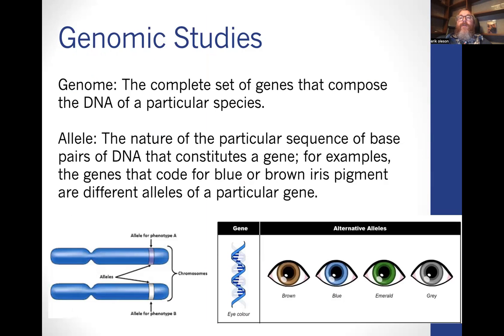So in genomic studies, it's important to understand the concepts of genome and allele. A genome is a complete set of genes that compose the DNA of a particular species. Alleles are the nature of the particular sequence of base pairs of DNA that constitutes a gene. For example, the genes that code for blue or brown iris pigments are different alleles of a particular gene.